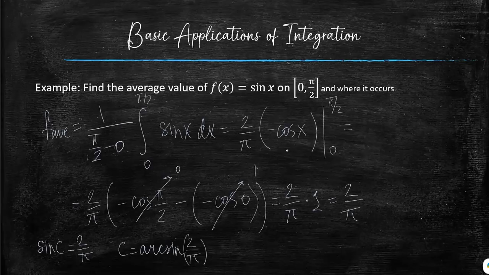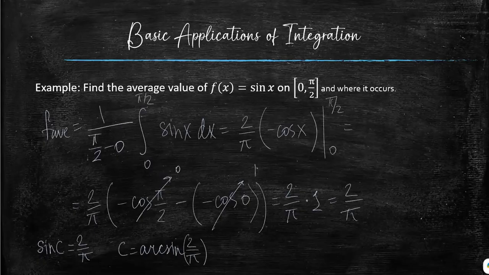So using the formula, we can find the average value, and using the theorem we can guarantee that the function achieves that average value at some of its points. And then we can use algebra to find at which point the function achieves its average value.